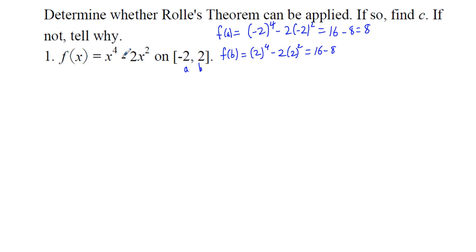And so as far as continuity and differentiability, we have x to the 4th power minus 2x squared. We have a polynomial function, and so we know we're going to have continuity and differentiability over that interval. So since f of negative 2 equals f of 2 equals 8, Rolle's theorem applies.